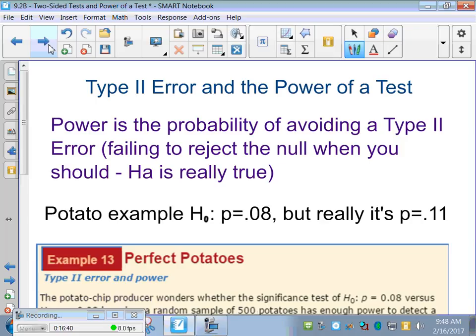Yeah, Jake. Right. So the probability of correctly saying that you're going to reject the null.